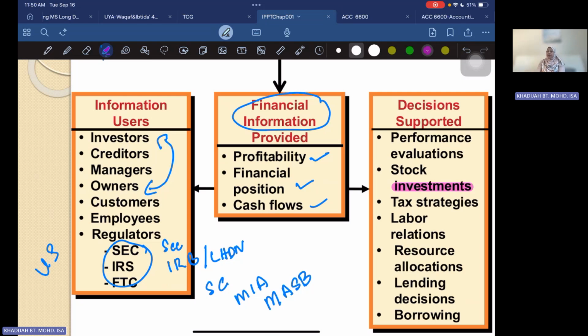Then you look at the financial position. Is the company profitable? Is the position of the company good? How is the cash flow of the company? So all these things help you to decide whether you want to invest or you do not want to invest in a company. All right, so it means that this decision is used by the investor. And performance evaluation, for example, for the managers.